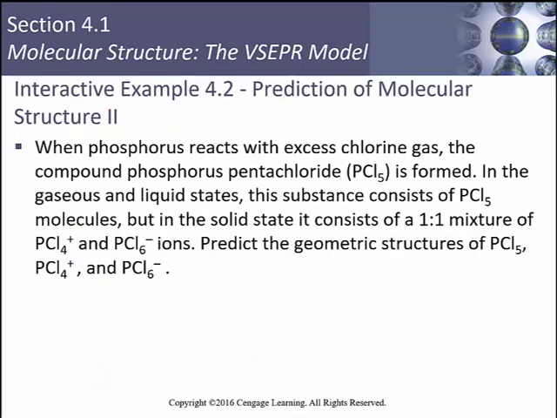Phosphorus reacts with excess chlorine gas. The compound phosphorus pentachloride is formed. In gaseous and liquid states, this substance consists of phosphorus pentachloride molecules, but in the solid state, it's going to be a 1-to-1 mixture of phosphorus tetrachloride plus ions and phosphorus hexachloride anions. Predict the geometric structures of all 3.